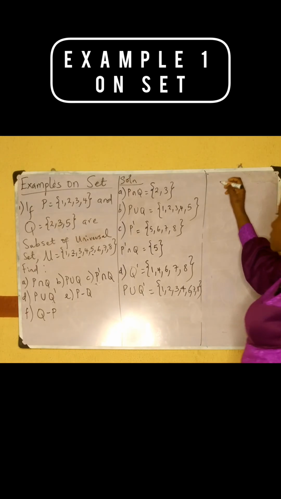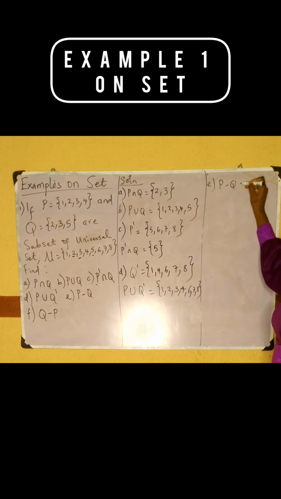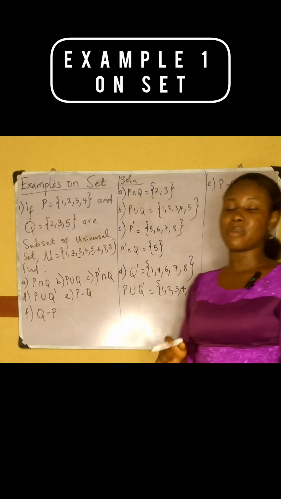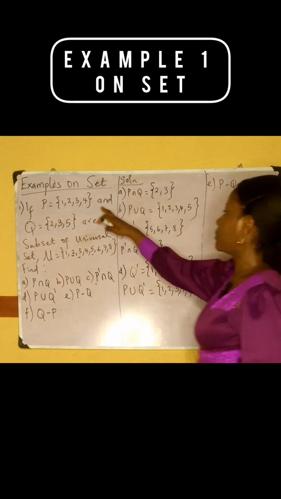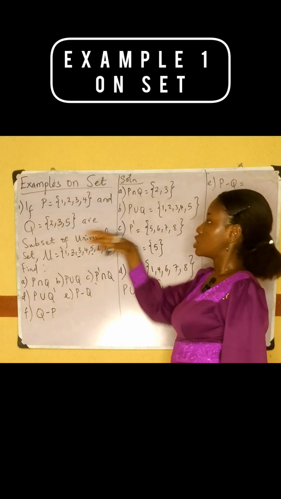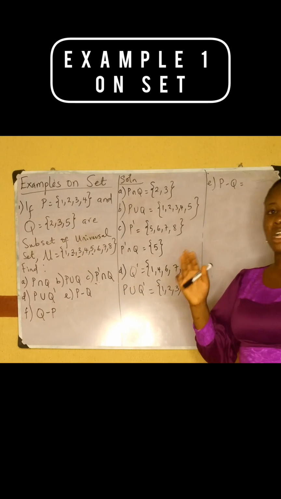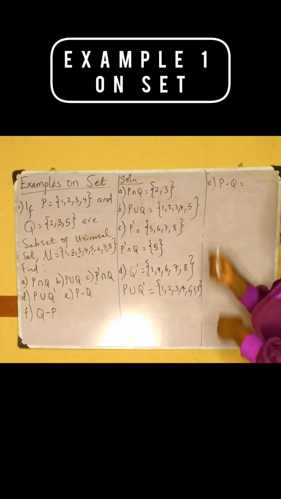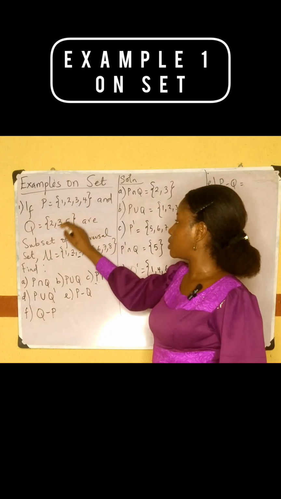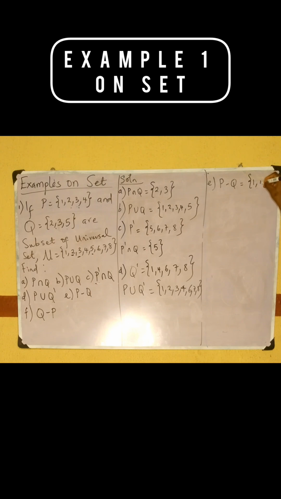Now for the next one, we want to get P minus Q. Remember, for P minus Q, I said focus on the first set. Our first set here is P. See our P and see our Q. We consider those elements in Q that are also in P. If we can find those elements, remove them from P. Whatever is remaining in P, that's your answer. The elements in Q that are also in P are 2 and 3. If I remove them from P, what will remain? 1 and 4. So that's my result.